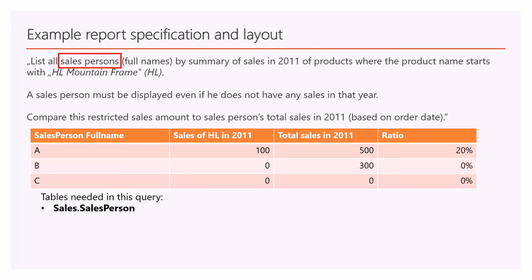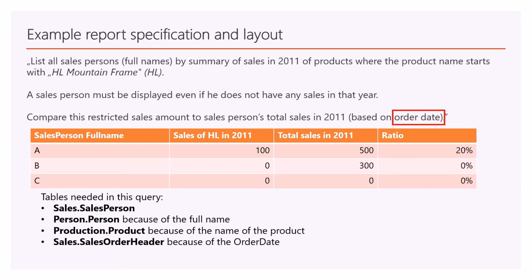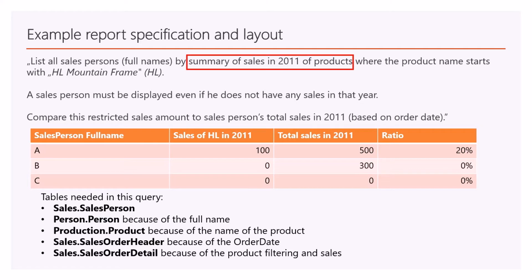Sales.salesperson, of course. Person.person because of the full name and because salesperson doesn't contain the name of the person. Production.product because we need to filter on the name of the product. Sales.sales order header because of the order date. And sales.sales order detail because of filtering on products and the summary of sales.